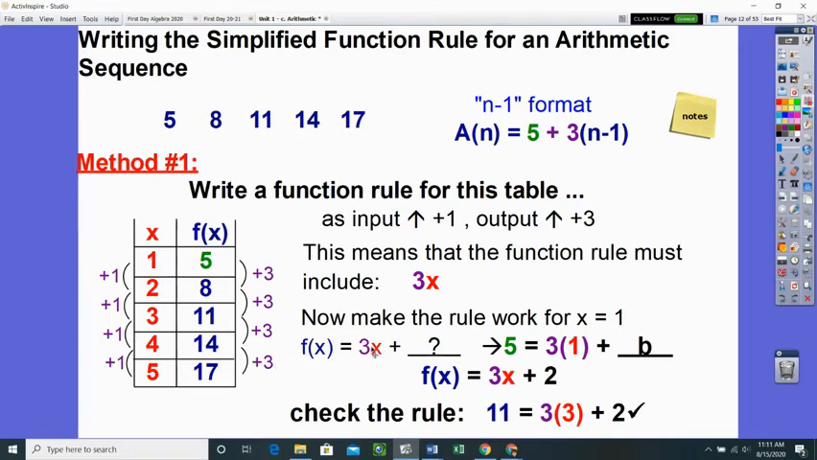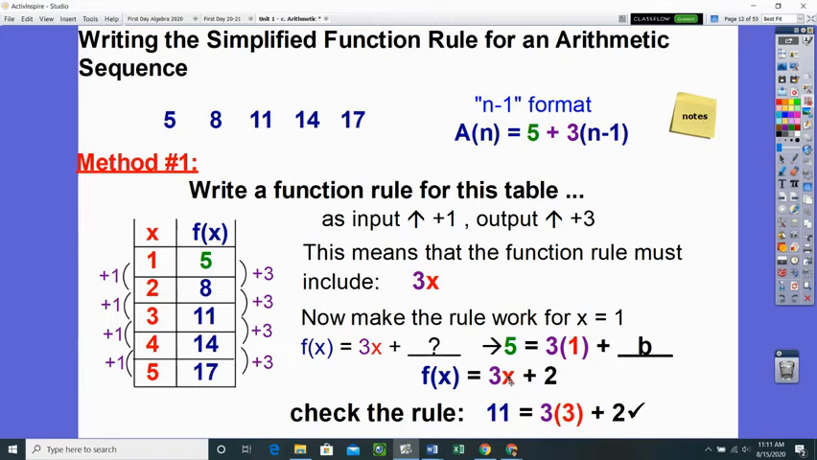If I put 1 in, 3 times 1 is 3. Darn, I needed 5. Well, let me try 2. 3 times 2 is 6. I needed 8. And I'm always off by the same number, which in this case would be 2. So I am going to put a plus 2 out here. And that's how I can get my simplified rule.